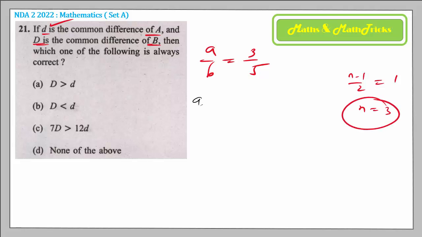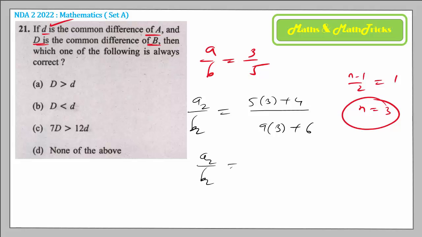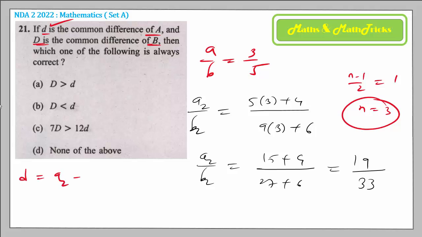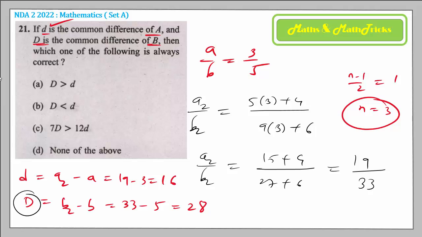So you substitute that, and you will get the A2 by B2 ratio. What do you get? 5 into 3 plus 4 upon 9 into 3 plus 6. So the A2 by B2 ratio you are getting is 15 plus 4 upon 27 plus 6, that is 19 by 33. So you can see then small d will be A2 minus A, which is 19 minus 3, 16. Capital D is B2 minus B, 33 minus 5, which is 28. So you can clearly see that capital D is bigger than small d. So hence option A.